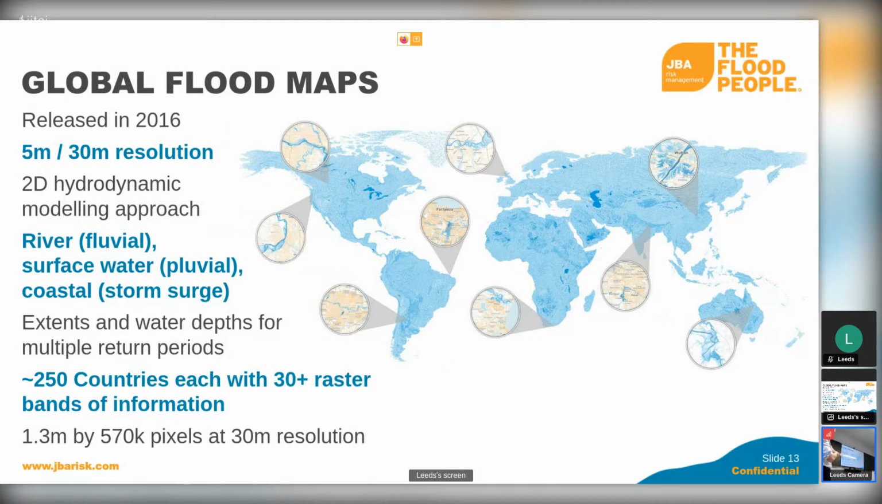And just to give you a sense of the scale as well, if you merge the whole thing together, which we do have, it's about 1.3 million by 570,000 pixels at the 30-meter resolution. So it's quite big. There's quite a lot of data there.